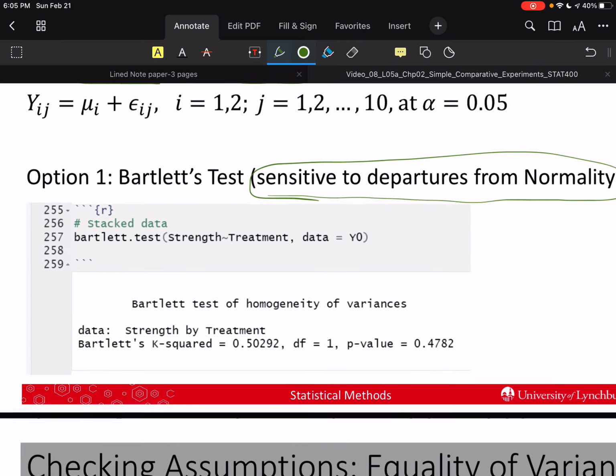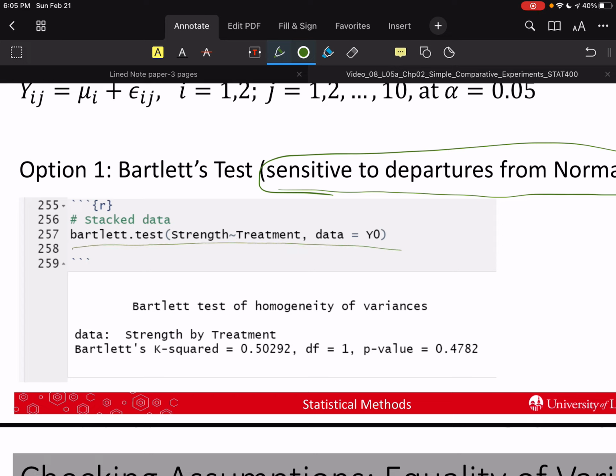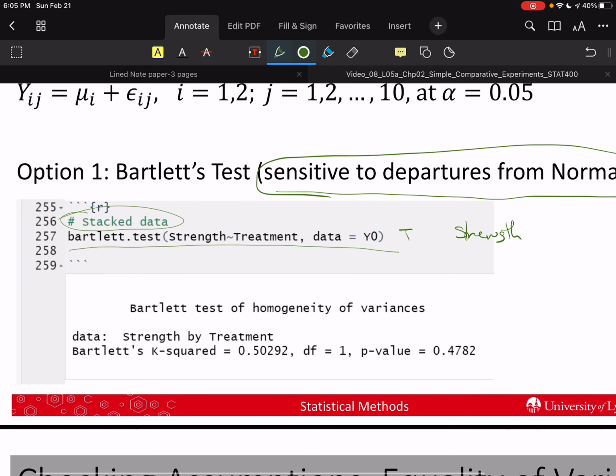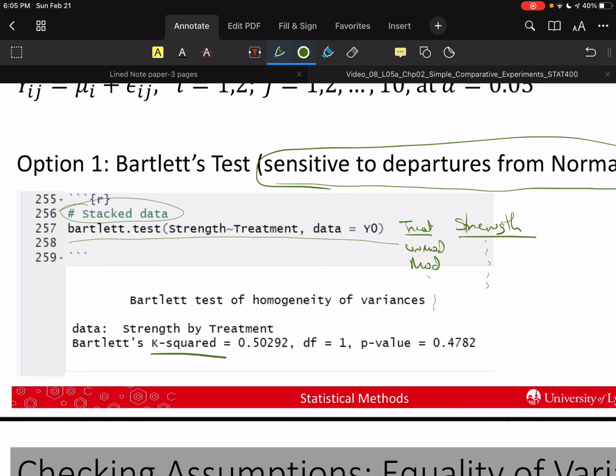Okay, so here is the code for Bartlett. And this is stacked data, meaning that we have all of the data, say, strength is all in one variable, and then we would have treatment as another variable. So we'd have the unmod, the mod, all, so all the strength is in one column, so that we would call stack data. And what we get is the K-squared, that's the test statistic, of 0.50292. The degrees of freedom are 1, and here is the important thing, that the p-value is 0.478.